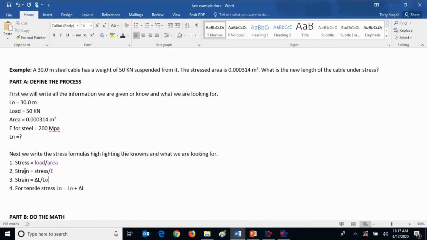We have the value of E, but we don't have stress, so we have to look for a formula with stress in it, and that's formula 1. Stress equals load divided by area. Since we know both the load and the area, we can first find the stress, then we use the stress in formula 2 to find the strain. We use the strain in formula 3 to find the change in length, and use the change in length in formula 4 to find the new length.